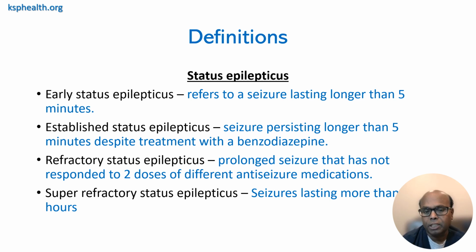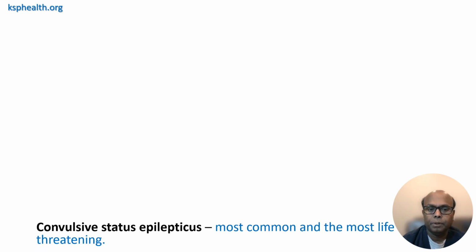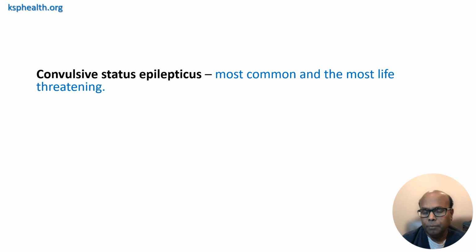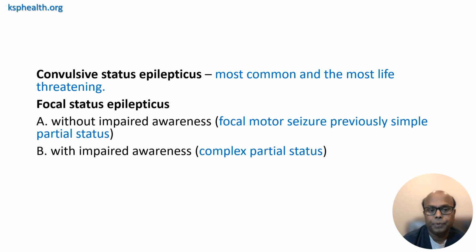Super refractory status epilepticus is where seizures last more than 24 hours. Another way of differentiating status epilepticus: one is convulsive status epilepticus, wherein the seizure has tonic-clonic movements which involve either focally or generalized. This is the most common and most life-threatening.